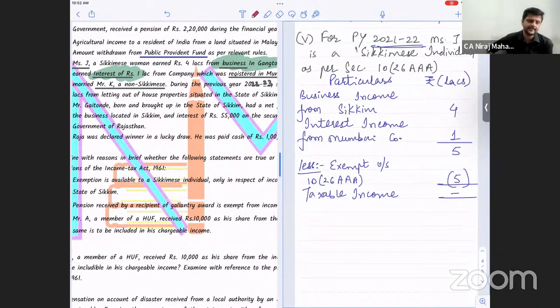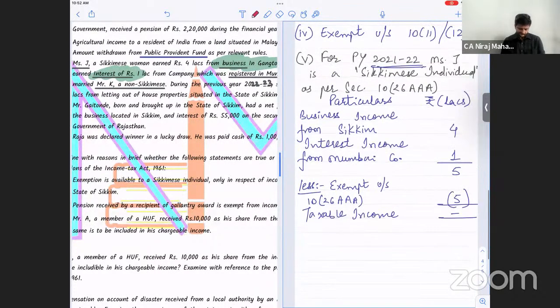Outside Sikkim, only one thing is allowed, interest or dividend. So whatever she earns outside Sikkim, other than dividend and interest, will be taxable. If she receives rent income from Delhi, capital gain from Karnataka, or some other income from Kerala, like business income, that will be taxable. Clear? Okay. Let's go ahead, everybody.